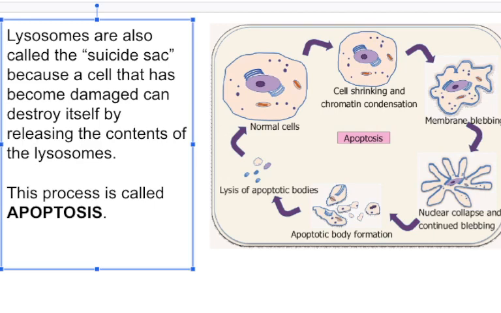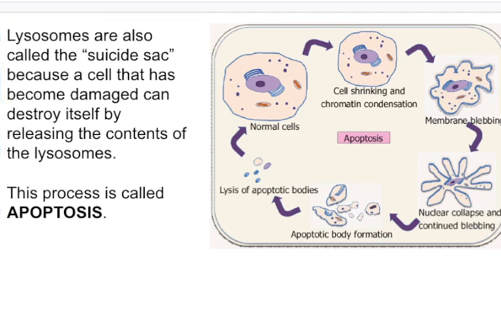Lysosomes are also called the suicide sac because a cell that has become damaged can destroy itself. This is called cell lysis or apoptosis. And it does this by releasing the contents within the lysosomes to have a programmed self-destruction. This is not by accident. This might be because there was an issue with the cell functioning, or maybe it had become infected with a virus. Who knows why this is happening? But anyway, this is one process that can occur, and it occurs through the process of lysosomes.